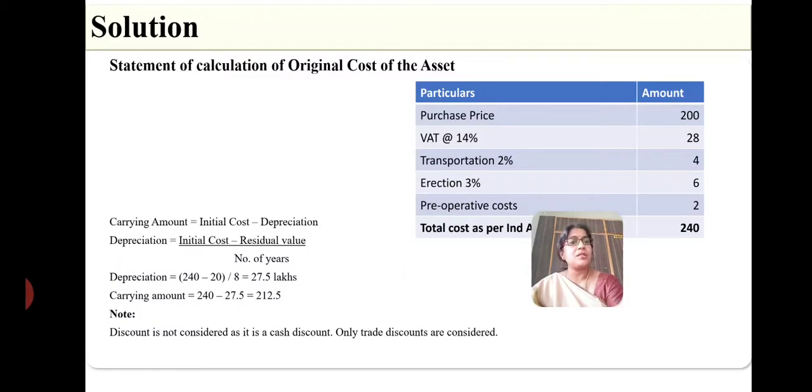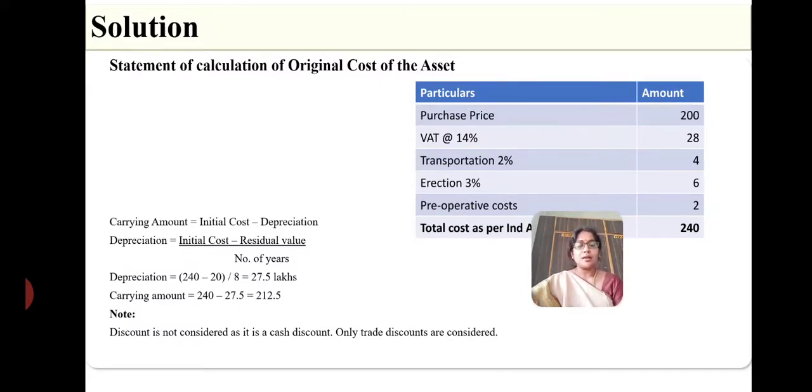So 14% of the purchase price or the cost given is VAT. So we are adding 14%. Then transportation, of course part of the cost, we are adding it. Erection charges, of course we are adding it. Then the pre-operative costs. Pre-operative costs means before the asset is acquired. So we have incurred some of the expenditure, even that is part of the cost of the asset. So we are adding it.